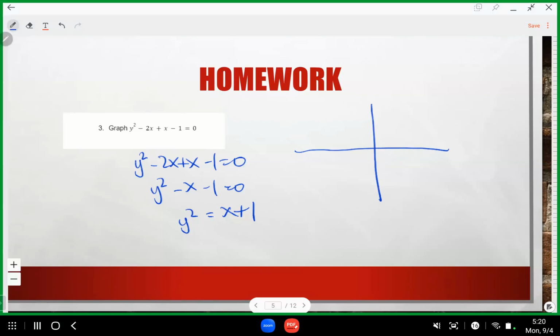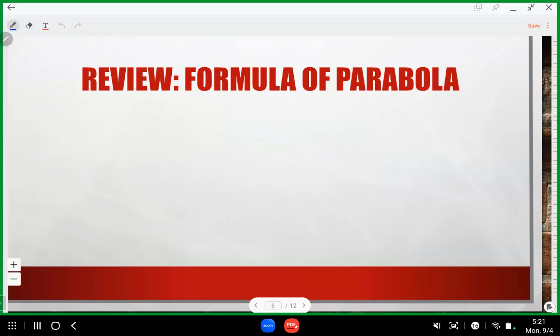Obviously, this opens right, and the vertex is going to be at negative 1, 0, right? It's going to be at negative 1, 0. Okay, and p is going to be equal to 1/4. Okay, so then what we have here is something like this, and this is a very skinny parabola that's going right. So now let's review the formula of a parabola.